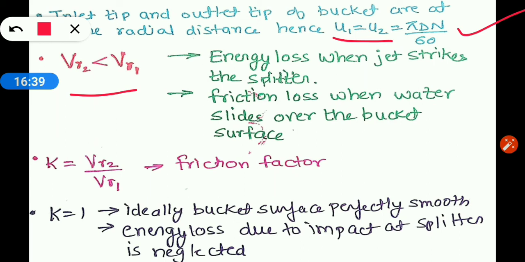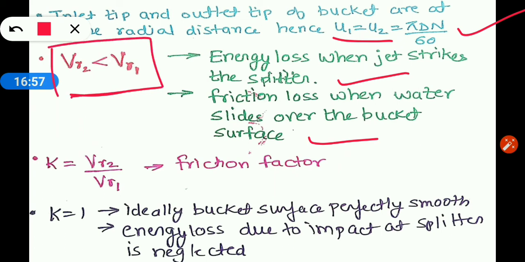Because there is some energy loss when the jet strikes the splitter. Because of impingement, there is energy loss. Then there is some friction loss when the water glides over the bucket. Because of friction there is some loss. So this is the slight decrease.